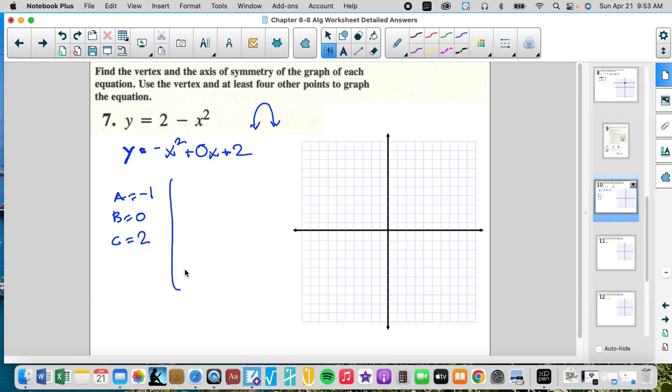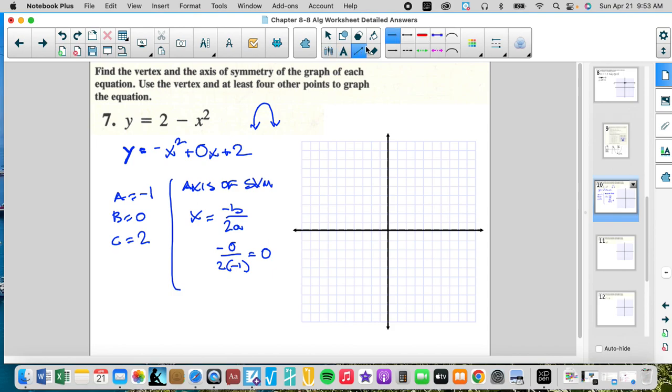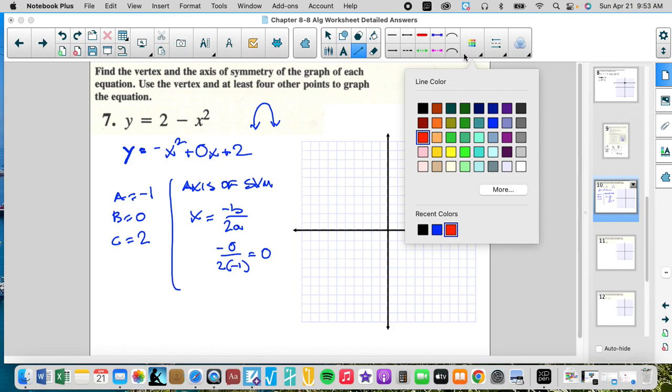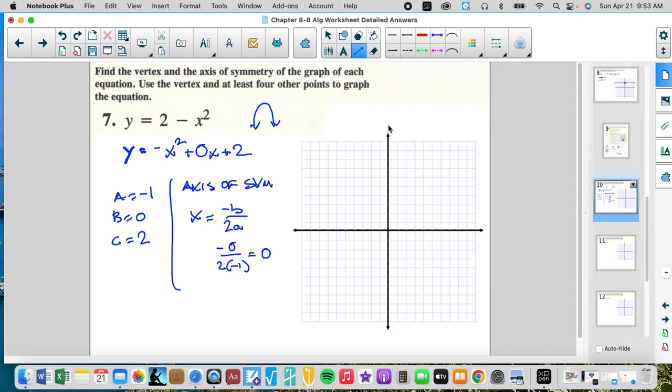So remember, the axis of symmetry is what I want to find first. So x equals the opposite of b over 2a, so that's negative 0 over 2 times negative 1, which ends up being 0. So what I just learned was that my axis of symmetry, let's make it skinny, is going to be on the y-axis. So that kind of helps me, doesn't help me. I'll show you where it helps me and where it doesn't.